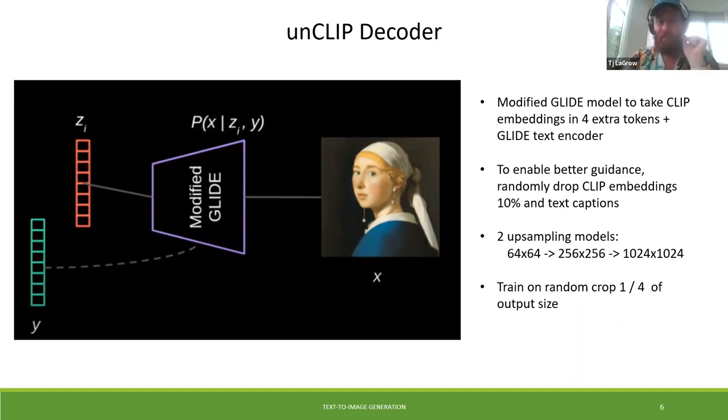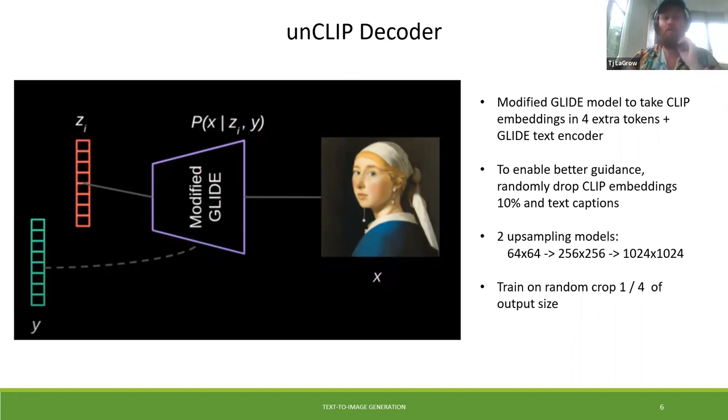Specifically, how they modified GLIDE in this context is they embed 4 extra tokens, and the tokens meaning the embeddings of specific layers, plus the GLIDE text encoder. So they're concatenating more information than was previously done with GLIDE. To enable better guidance, they randomly drop some of these CLIP embeddings. So they have dropout within it at 10%, and then they also remove some text captioning just to give randomness to the potential output, so there's more variation within the output images.